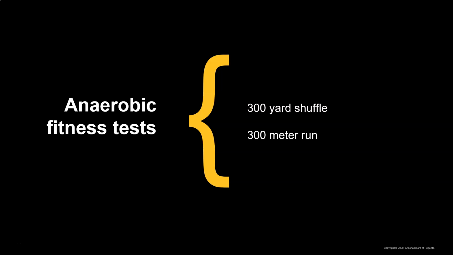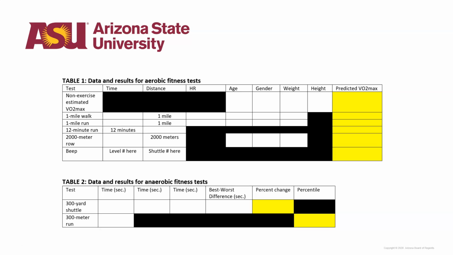You will also review the anaerobic fitness tests and select one you will administer or take. You can choose between the 300-yard shuffle and the 300-meter run. The lab contains specific instructions and the data you need to record for each test.